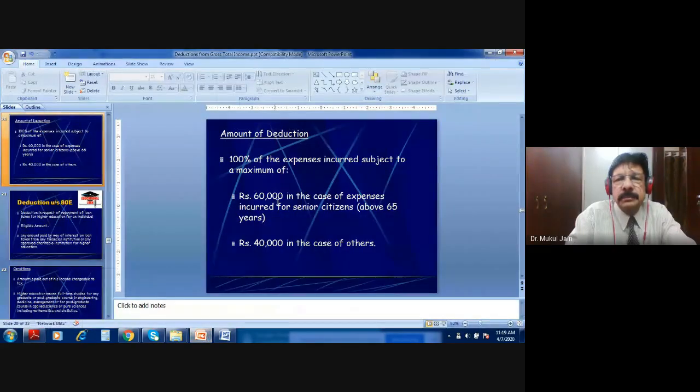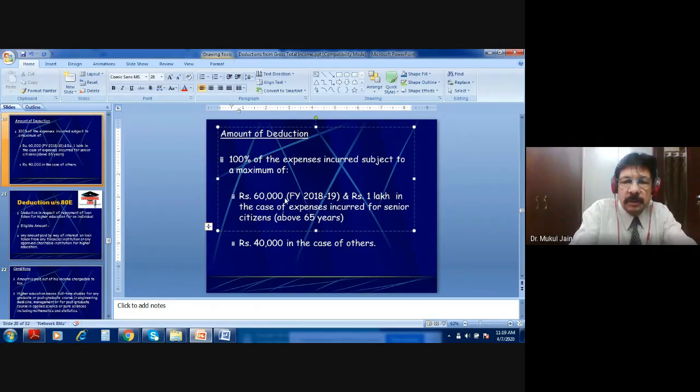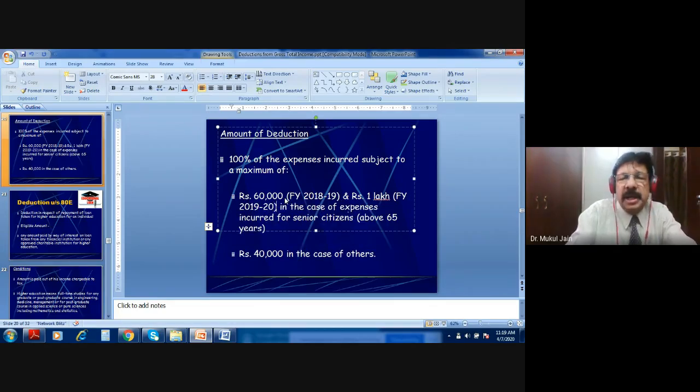So 60,000 was for financial year 2018-19, and rupees 1 lakh for financial year 2019-20, which has just passed.